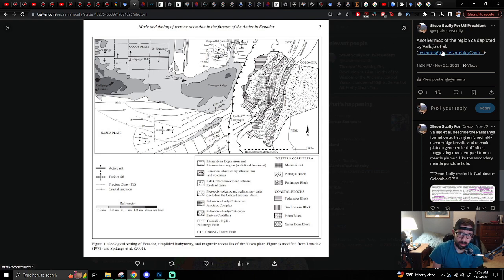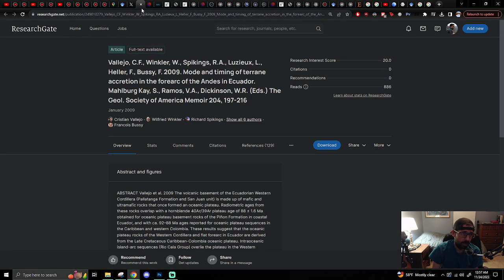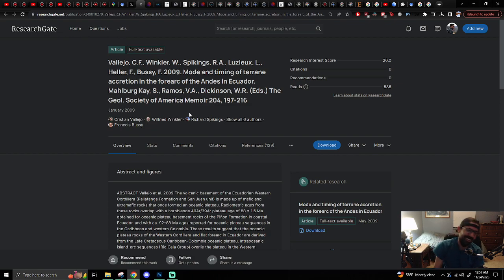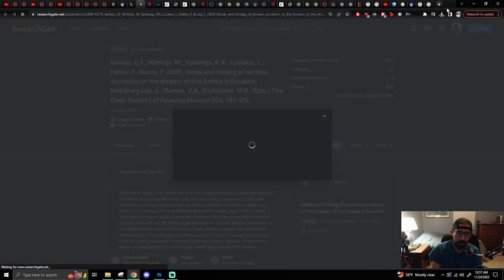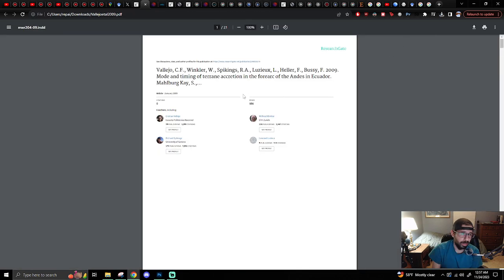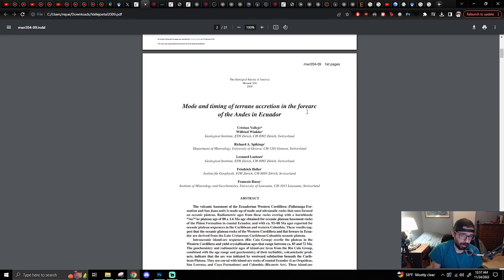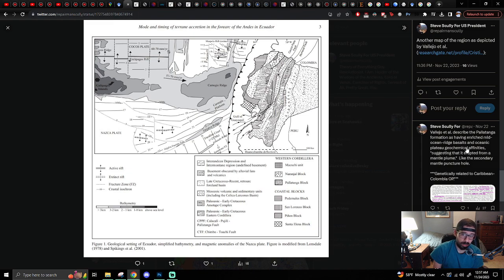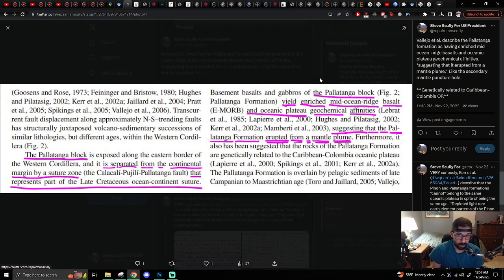Another map of the region depicted by Vallejo et al. Sorry, pardon me, sir. But from this paper, which let's just go ahead and click it. I already have it downloaded, but from this paper, Mode and Timing of Terrane Accretion in the Forearc of the Andes in Ecuador. So here's a picture from there, and then I continue reading it.